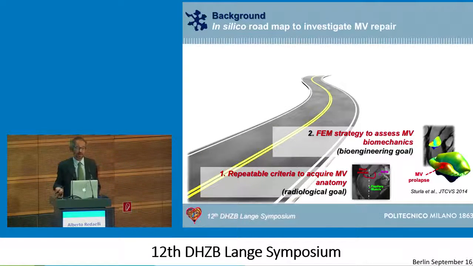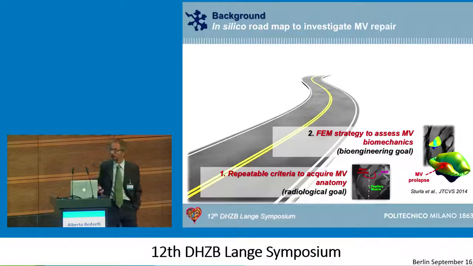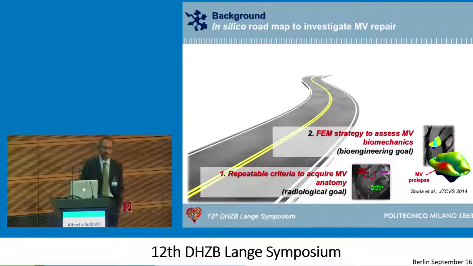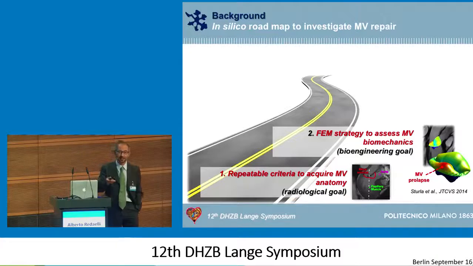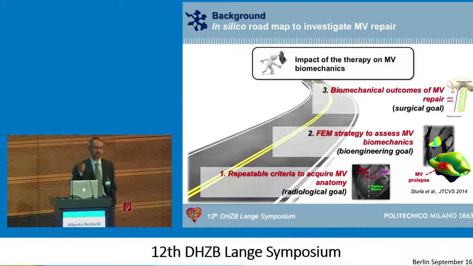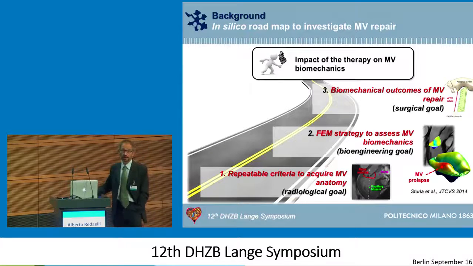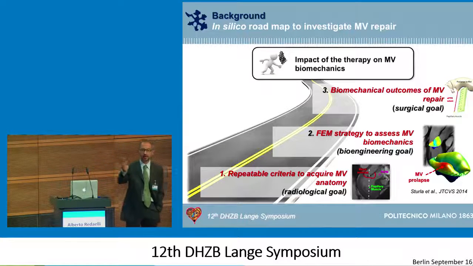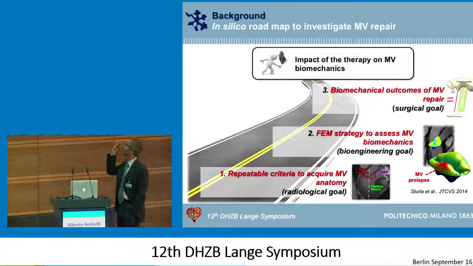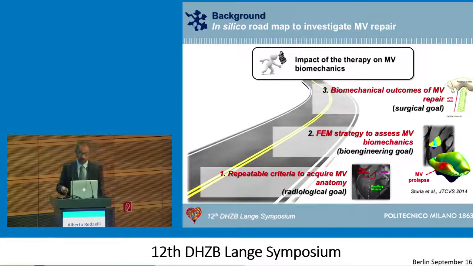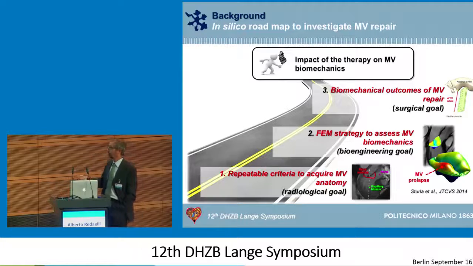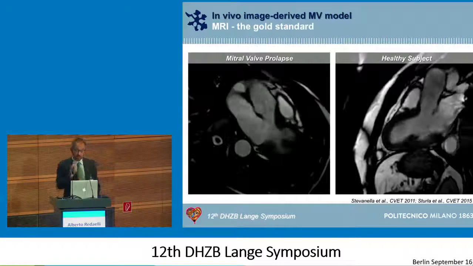Second, we need the mathematics. This is up to the engineers and mathematicians, but we now have very reliable models that just need to be fed correctly. And at the end, what we can do is extract those data that can be useful for the surgeon, which are typically coaptation area, coaptation length, cord tension, leaflet tension, and so on, and of course also the dynamics of the valve. So let's start briefly from the first step, the imaging.